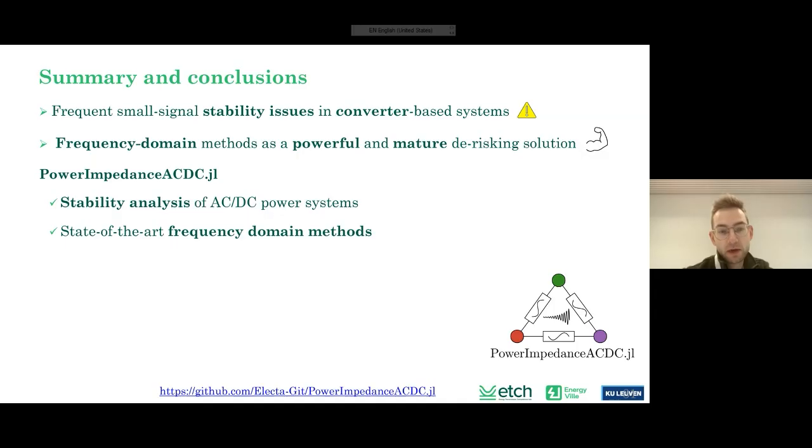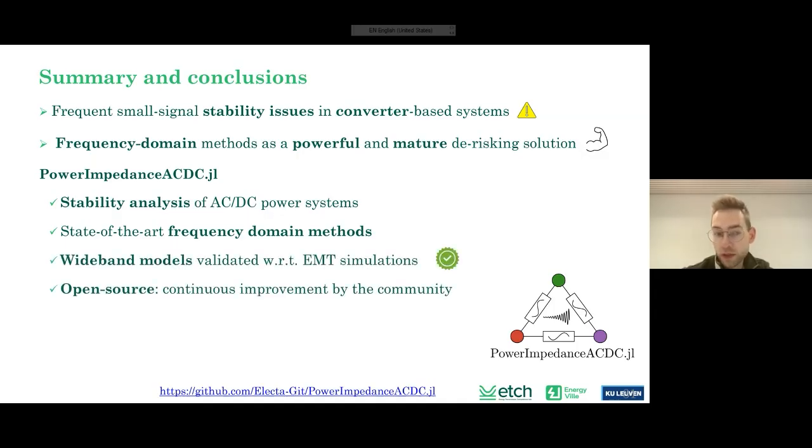It relies on state-of-the-art frequency domain methods. It uses wideband models, which have been rigorously validated against EMT simulations, so we can capture low and high frequency aspects of stability. And of course, we opted for an open source approach, so feel free if you want to collaborate with us.